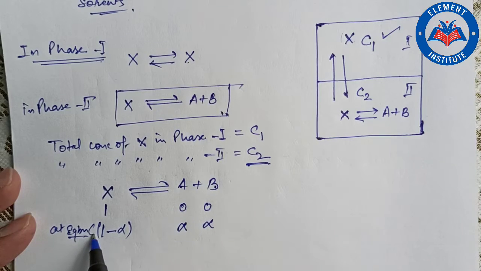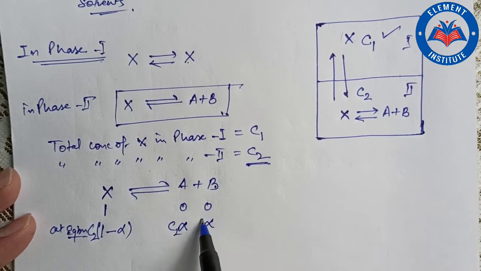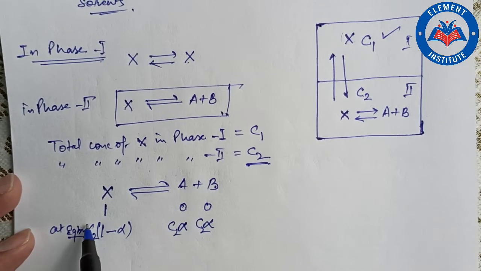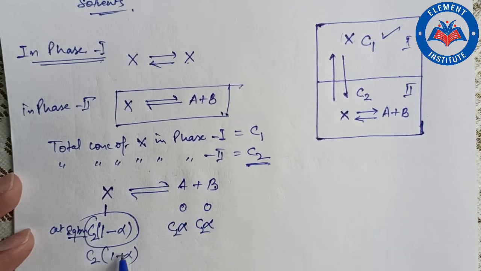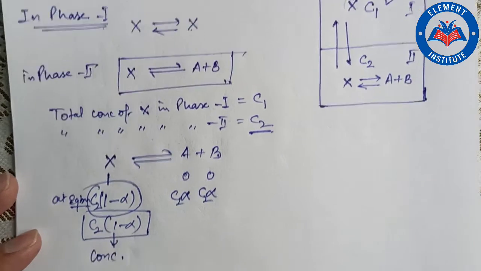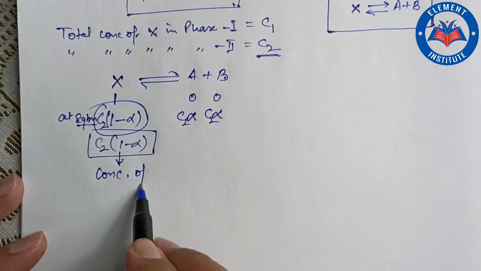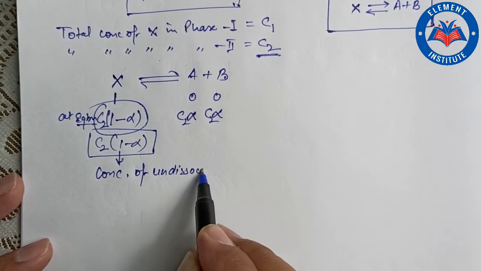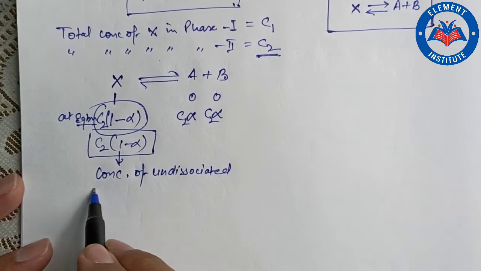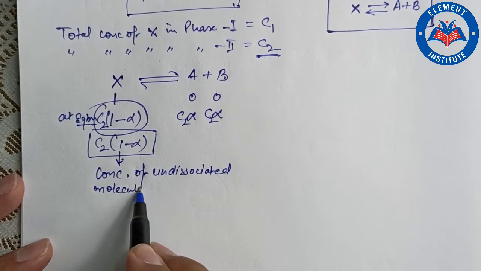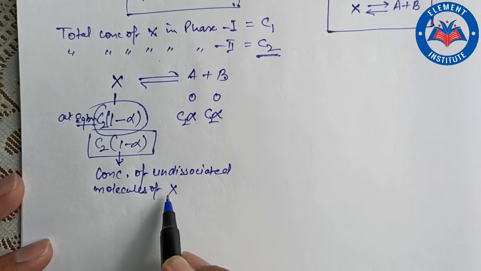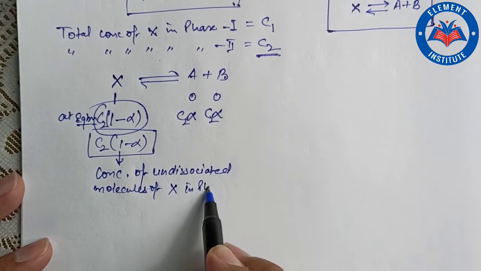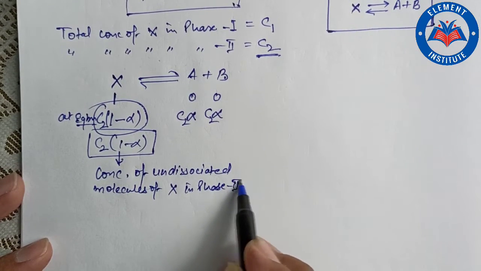So we have to multiply, that is C2, C2 and C2. So this C2 1 minus alpha is the concentration of undissociated molecules of solute in phase 2.